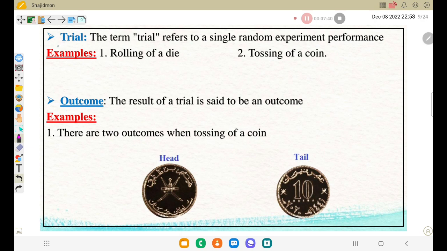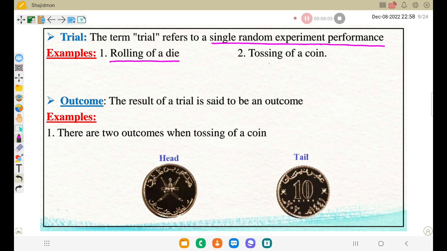Trial, what is the meaning? The term trial refers to a single random experiment performance. That is what we call a trial. For example, rolling a die. We have a die, we are just rolling that die, a single random experiment, correct? So that is a trial, one time checking.